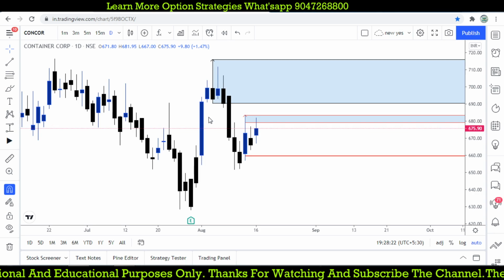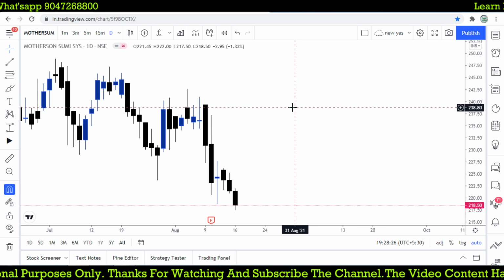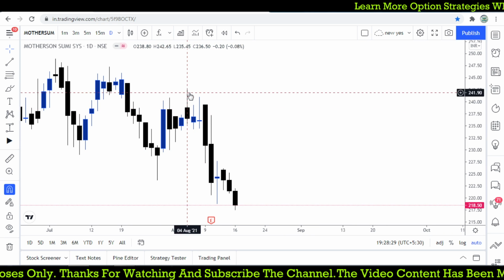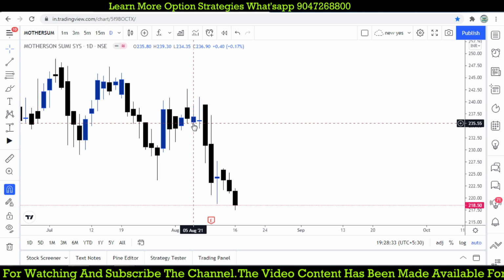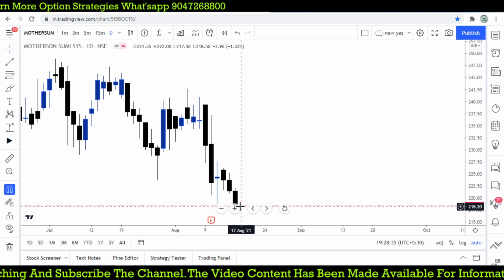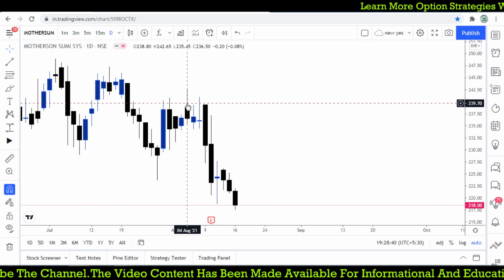And Motherson Sumi, Berger Paint on the same day. Motherson Sumi: where it happened, this is the daily chart. On the 4th of August, it made 242 with a 7 rupee risk from 235. Now the market is trading near about 220. So almost we got 15 points with a 7 rupee risk.